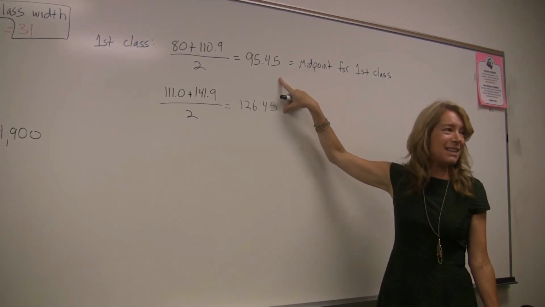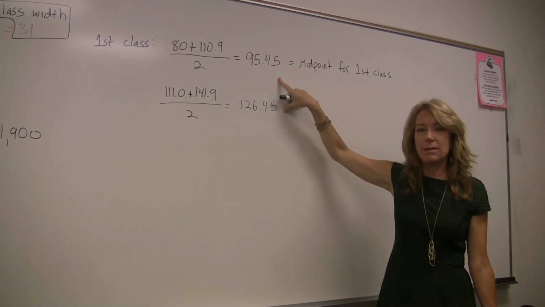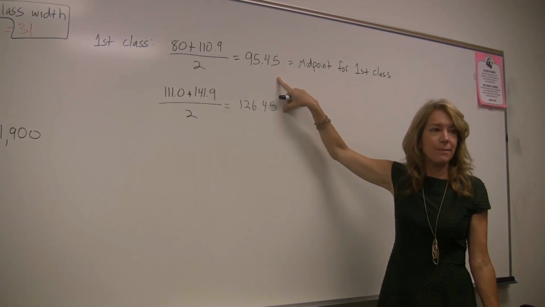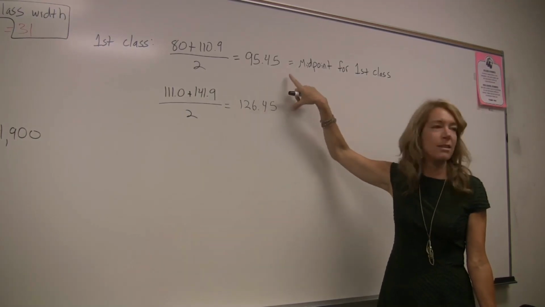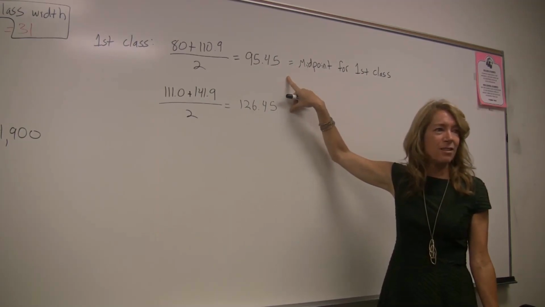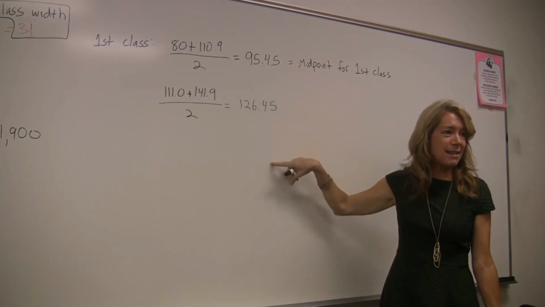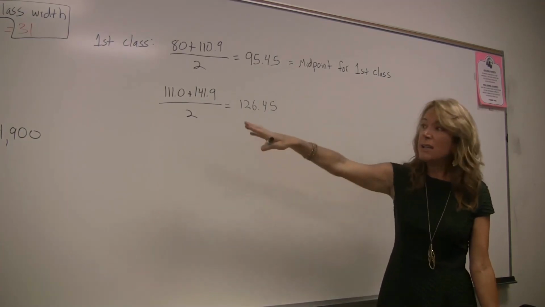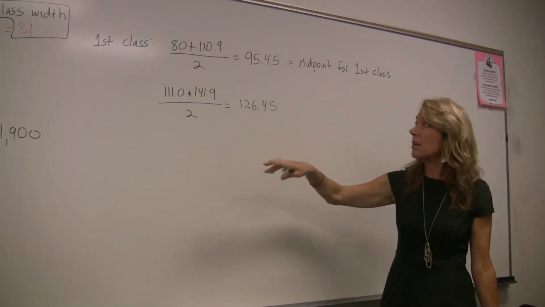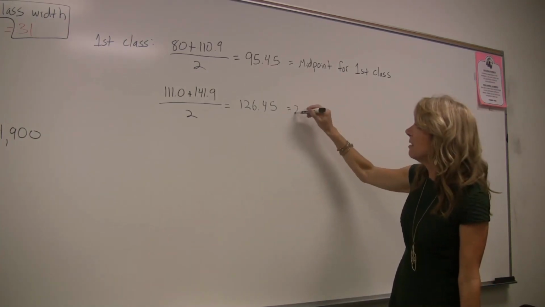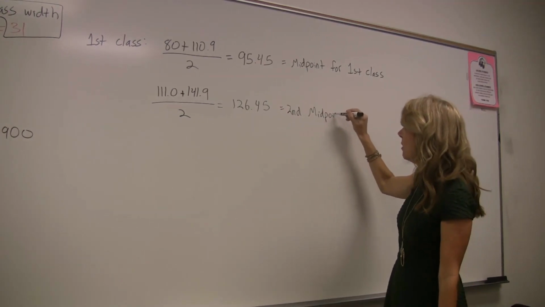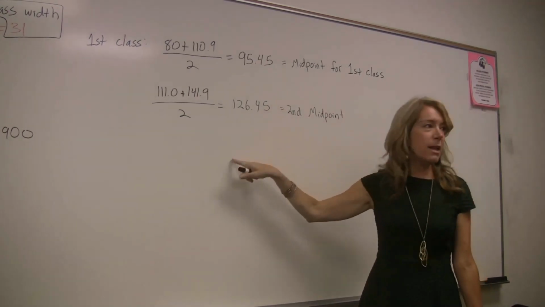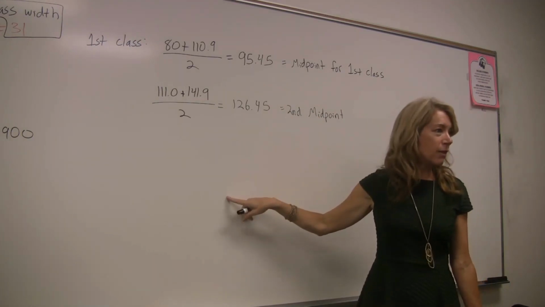So what would be the easiest way to get all my other class midpoints? Jenna just said it. Just keep adding 31, right? Because each class is 31 away from the next one. Instead of doing all these averaging, this is my second class. The shortcut would be to just add 31. That'll give you the next one. Add 31. That'll give you the next one.